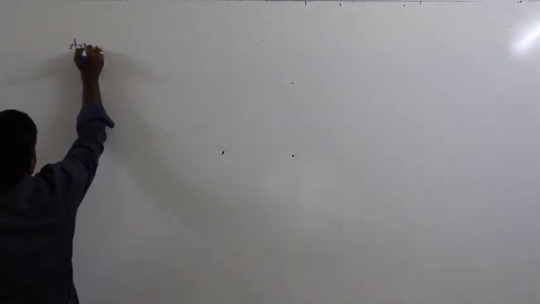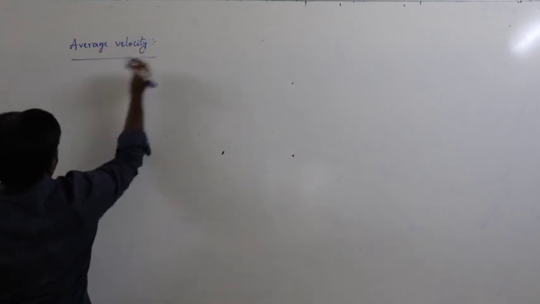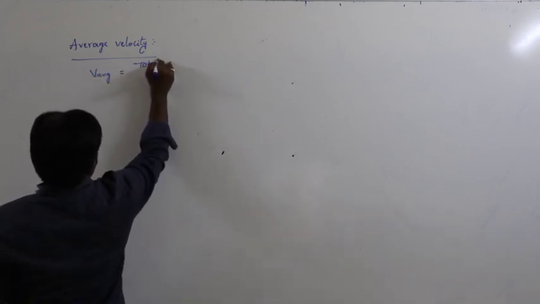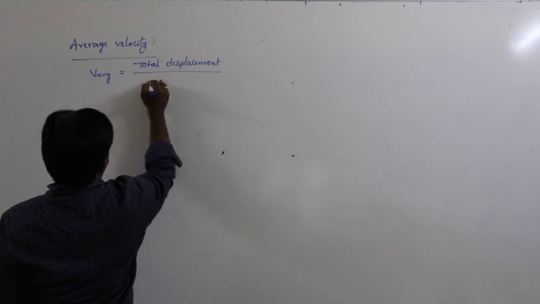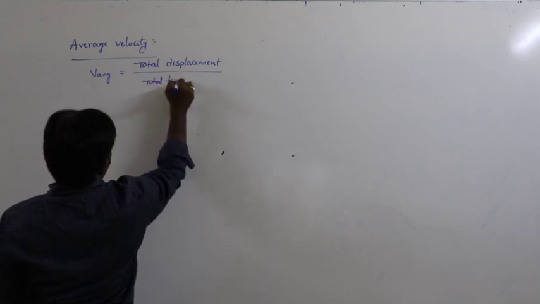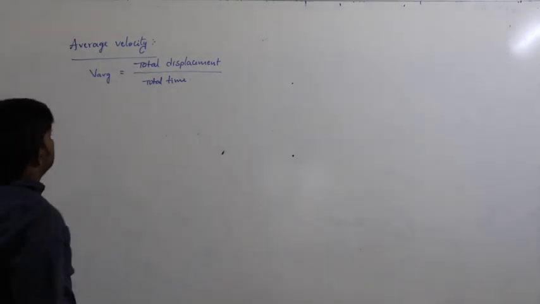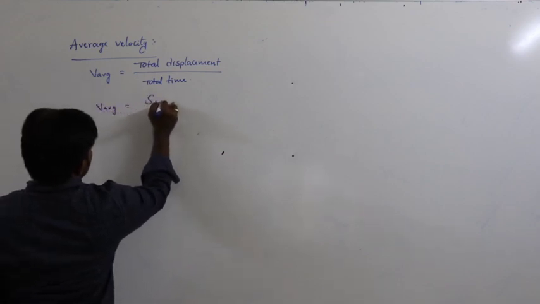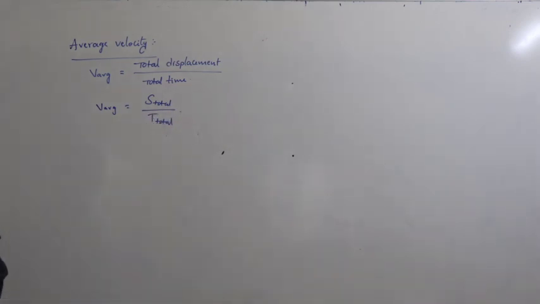So average velocity. Average velocity is defined as the total displacement of the body in the total time interval. The ratio of total displacement to total time is called average velocity. V average can be written as S total divided by T total. So this is called average velocity, and we can do the example now.